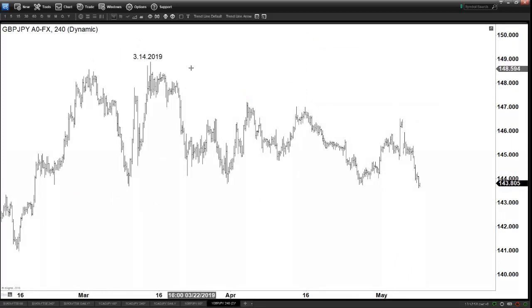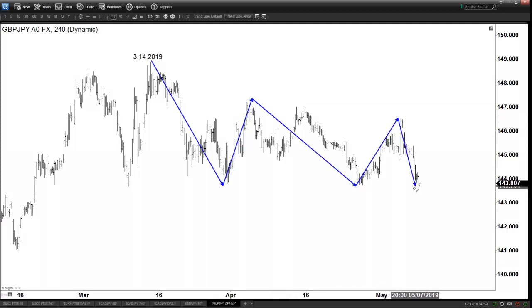If we look at the bigger picture, this is the 4-hour chart of the pound yen, starting from the March 14 peak, 2019. I can see already here, if we just count the number of swings, so this is not Elliott wave, just counting the number of swings, we have 1 2 3 4 5. So we got 5 swings.